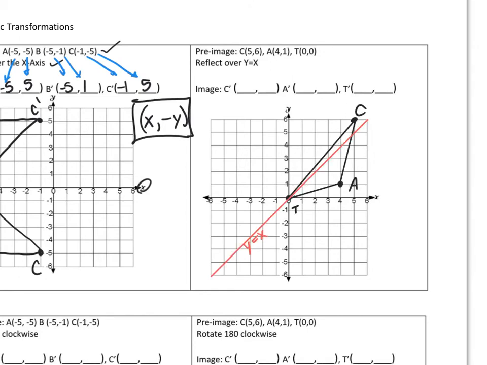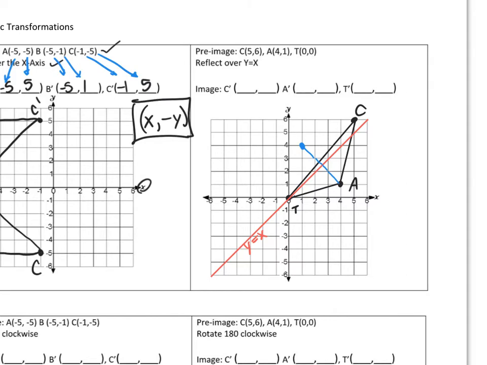So for this next one, I first plotted my triangle CAT, and then I drew the line y equals x. To find my new points, I figured out that A was half and 1 diagonal away from y equals x. So half a diagonal and a whole diagonal away. So let me go half a diagonal and a whole diagonal over here, and boom, it should be right there.